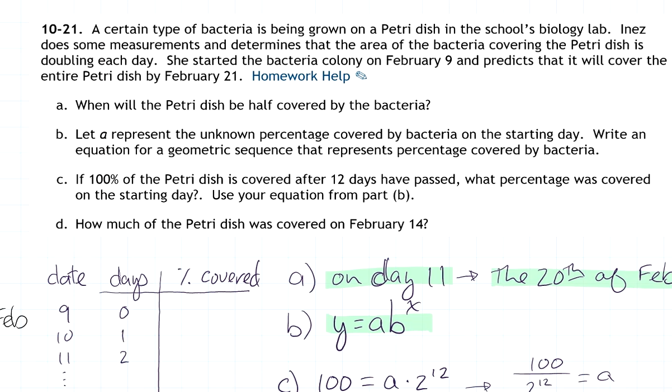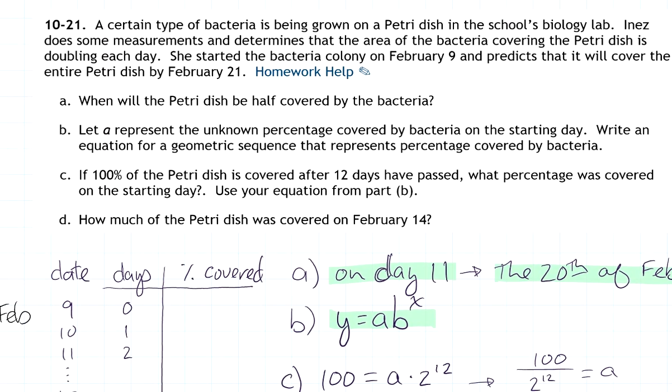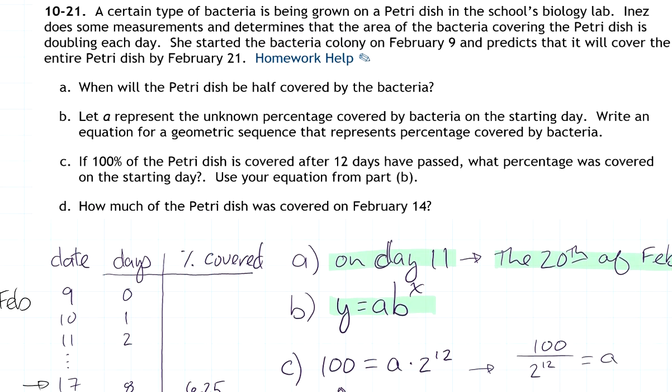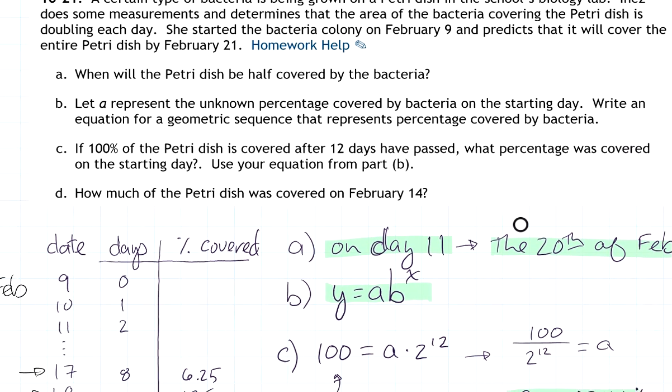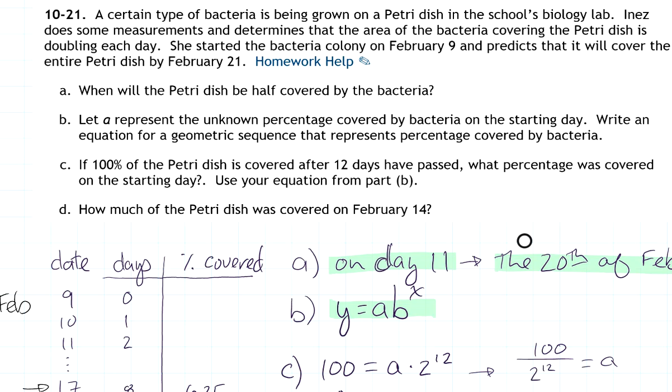And she says there's a couple points we have. It says she started the bacteria on the 9th, and she predicts that the entire petri dish will be covered on the 20th. Okay. When will the petri dish be half covered by the bacteria? I have no idea. She says it's doubling each day. I guess I can do this.